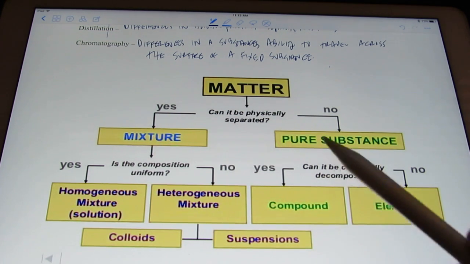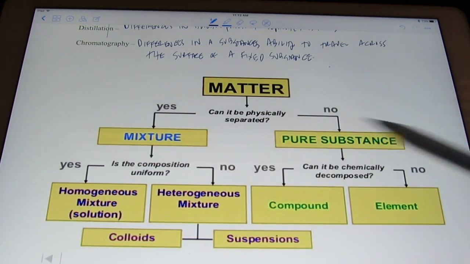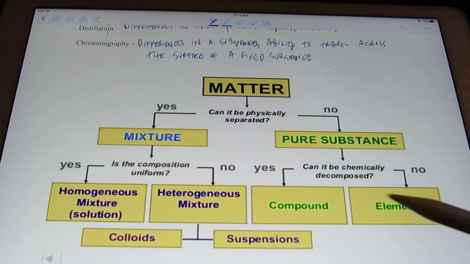So, when you come to class next time, make sure you're familiar with this diagram and all the vocabulary terms that we talked about today.